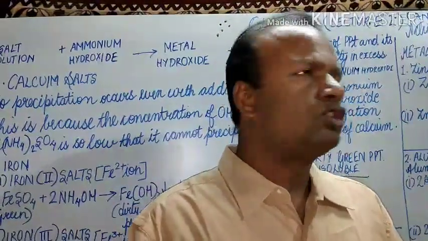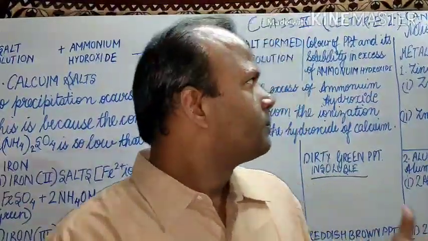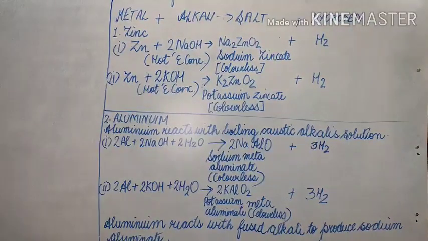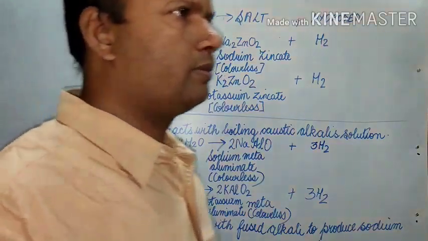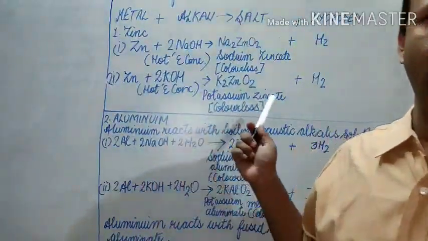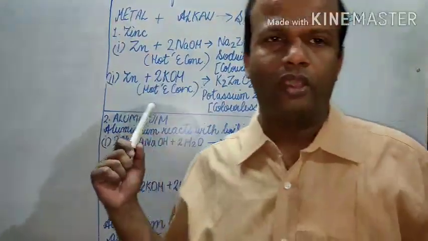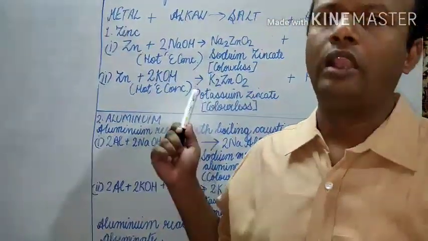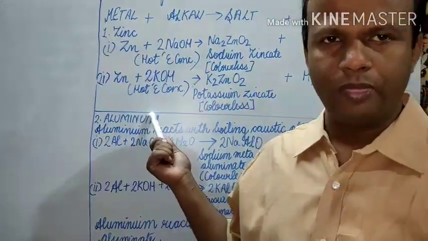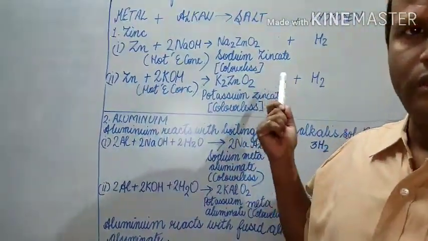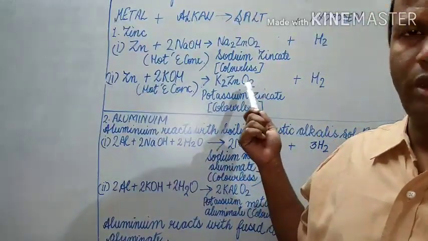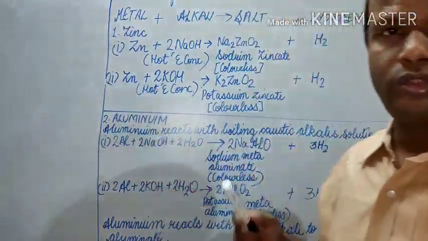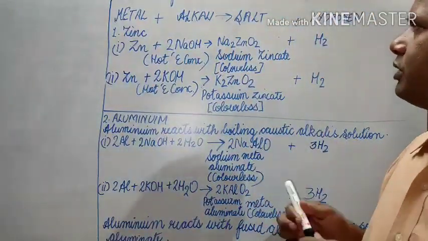Now we will go for action of alkali on certain metals. So now let us take the example of action of alkalis on certain metals. We are going to study the characteristic reaction: when hot and concentrated alkali is reacted with some metals, it gives a soluble salt plus liberation of hydrogen gas. So this is the characteristic reaction.